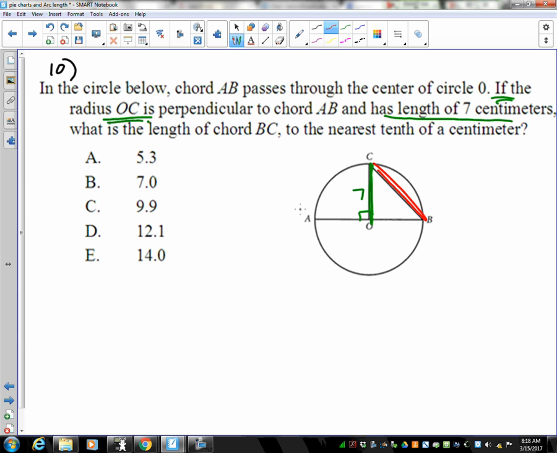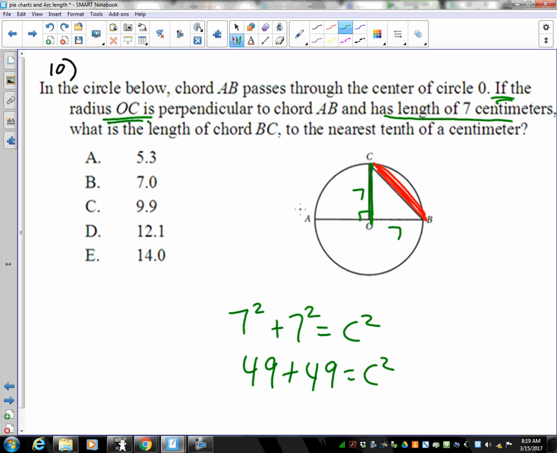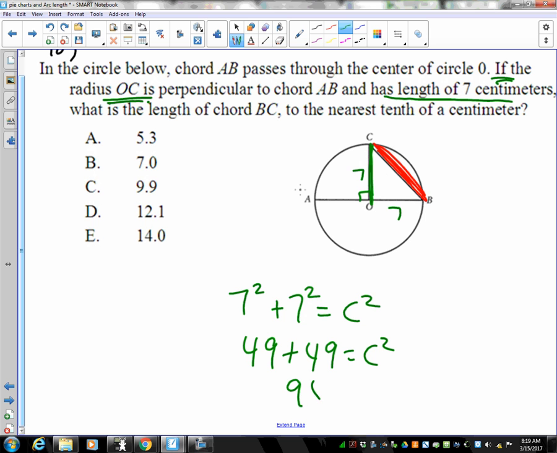So here's my chord that I'm looking for. Now, we should know that this radius, that's a radius also, would also be 7 because all radii are congruent. And now I can just use the Pythagorean theorem again to find that chord. So we'll say 7 squared plus 7 squared equals c squared. So that would be 49 plus 49 equals c squared. And then 49 and 49 is 98. And then we'll take the square root of both sides.